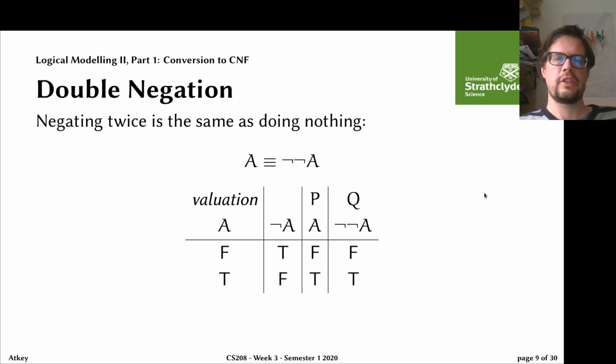And then we can also simplify all the negations. So negating twice is the same thing as doing nothing, as you can see by this truth table, exactly when they're false at the same time and they're true at the same time.